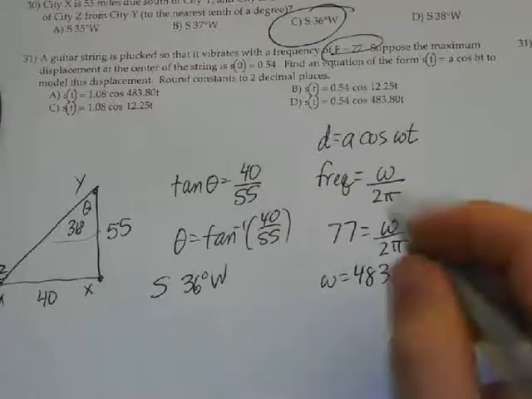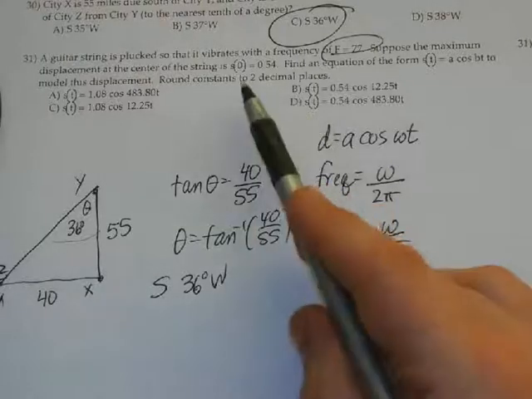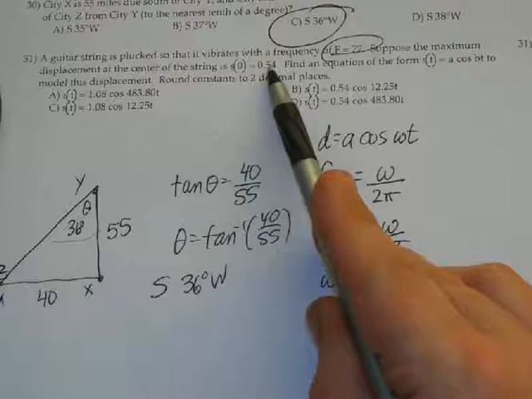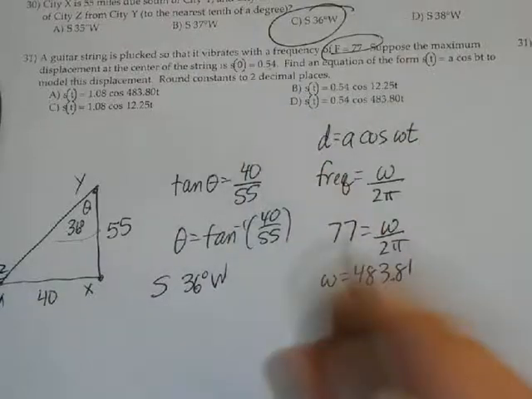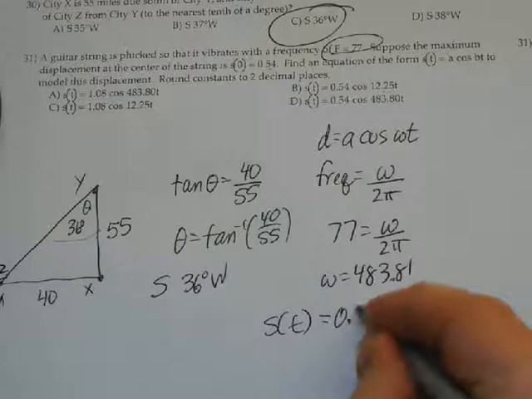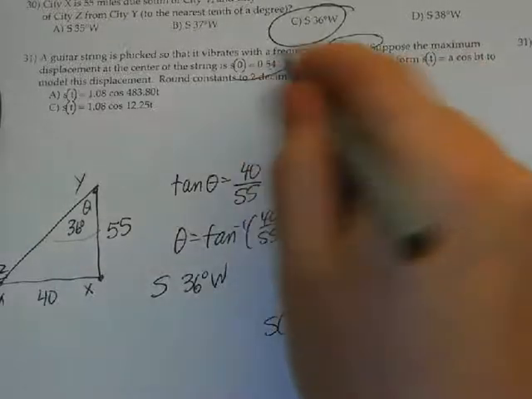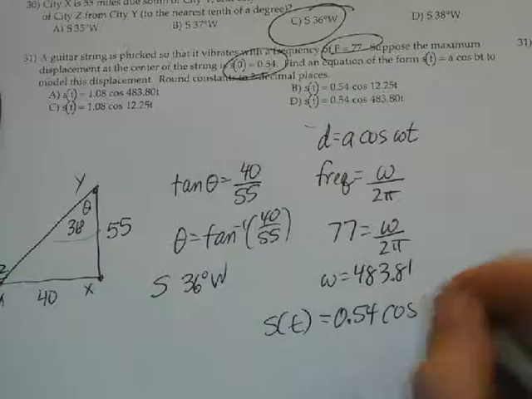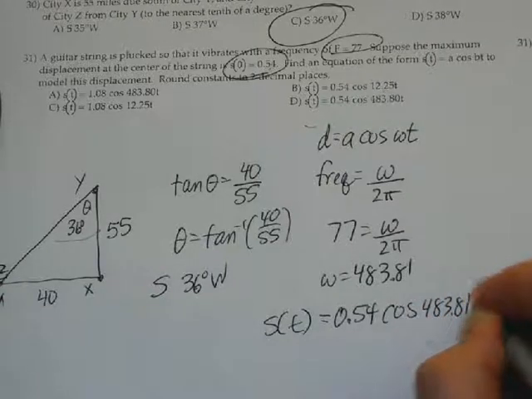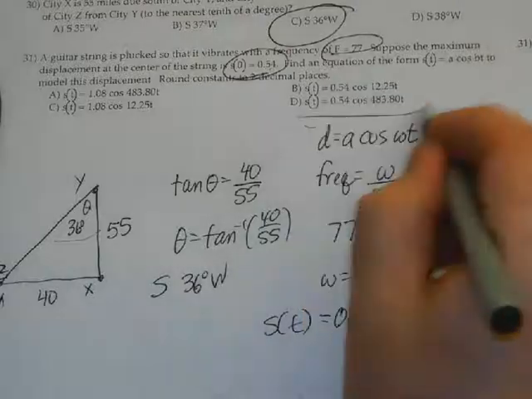And then A is the amplitude, and we can see here that at 0 it starts at 0.54. So that's our A. So S of t equals 0.54. That came from here, times the cosine of 483.81 t, which best matches D.